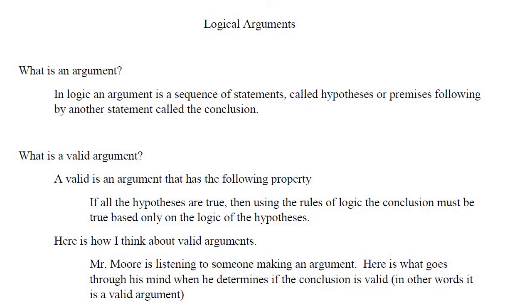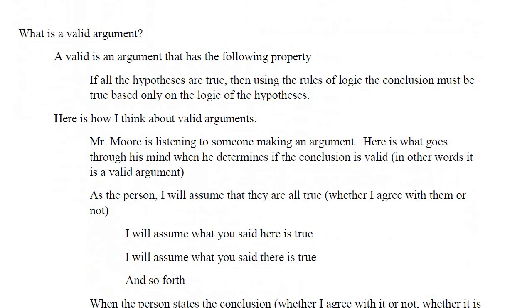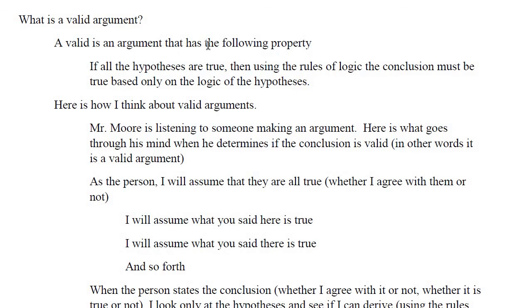So, logical arguments. What is a logical argument? In logic, an argument is a sequence of statements called hypotheses or premises, followed by another statement called the conclusion. So that's what an argument is. Now let's take a look at what a valid argument is. A valid argument has the following property. If all the hypotheses are true, then using the rules of logic, the conclusion must be true based only on the logic of the hypotheses.